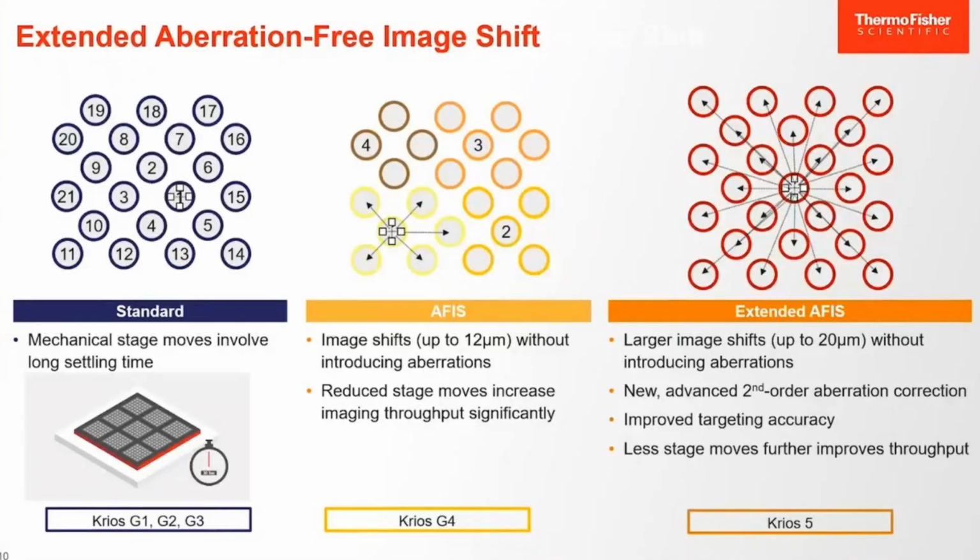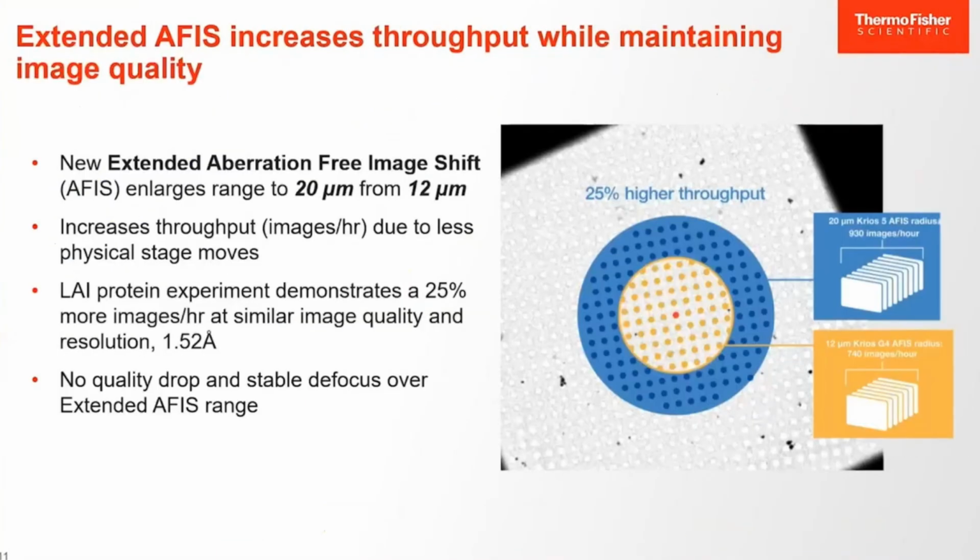And that is exactly what I showed you in the introduction slide of the single particle part, where we see that we have 25% higher throughput. In this case, we can go to 930 images per hour compared to the 740 images per hour. That is the benchmark study on Krios G4. But that's a very important driver for enhanced productivity. And of course, it depends a little bit on the use case. Typically between 15 and 25% throughput can be gained with this extended aberration-free image shift option.